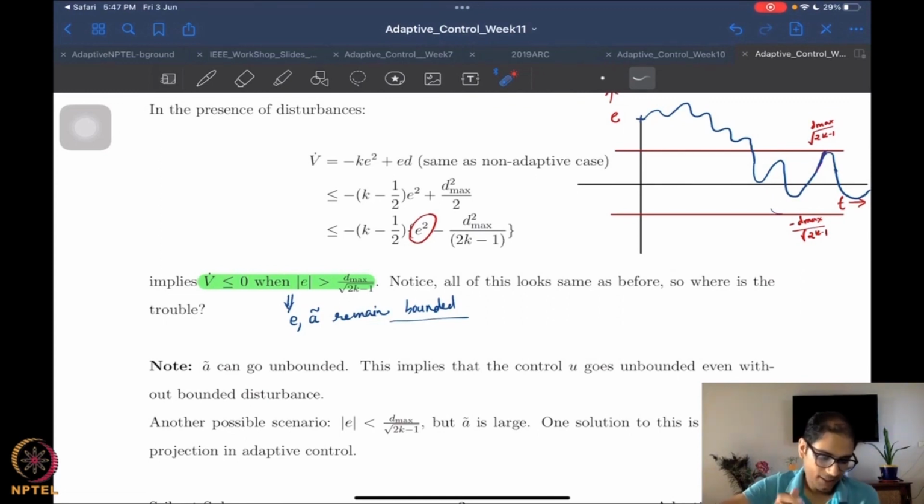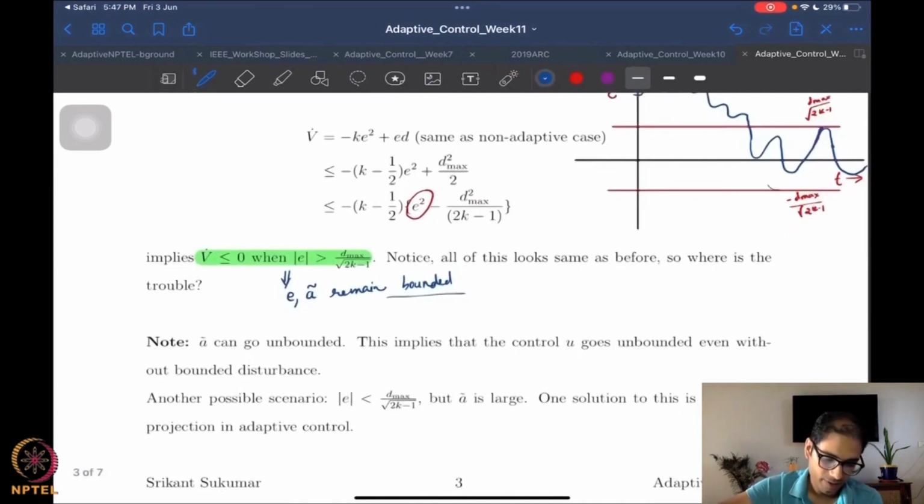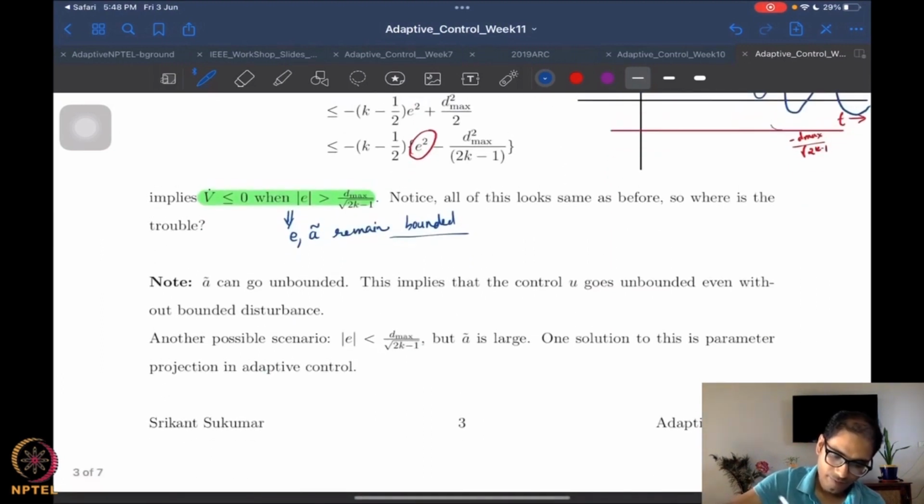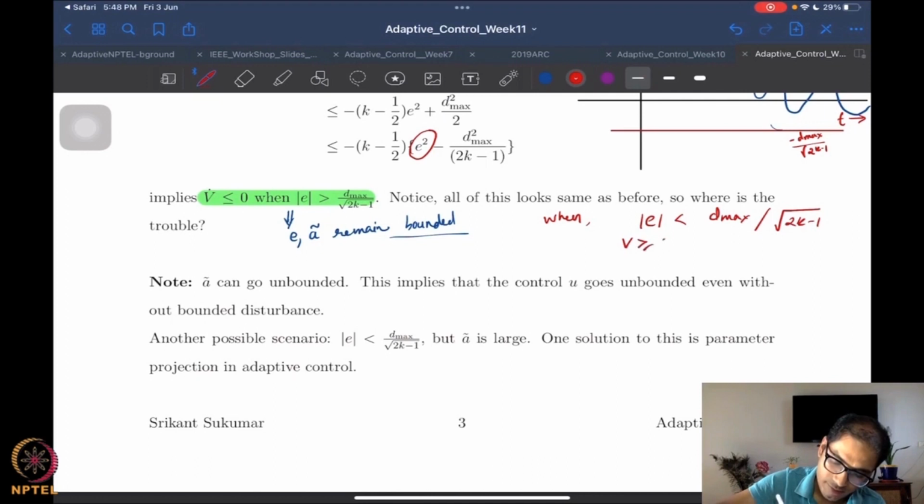Okay, great. And the second thing that happens is that inside this set, V dot is not necessarily less than or equal to 0. Now, what happens when E is less than d max over square root of 2k minus 1? V dot is greater than or equal to 0. Correct? Just using this guy.